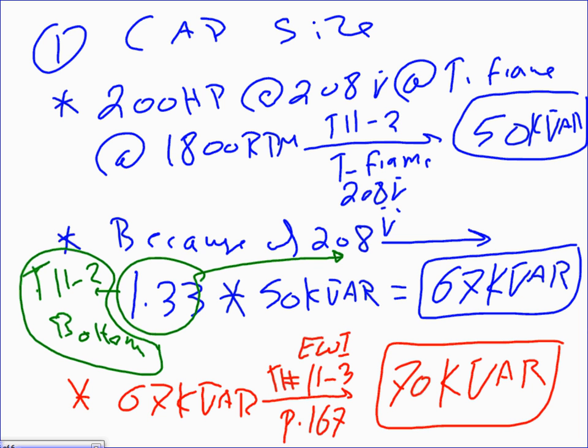Are you able to use that table? You can, because it gives you 240, 480, and 600. But you're looking for standard sizes. Yeah, I'm just looking for a standard size. I'm not looking for kits. That's all. So 70K var.